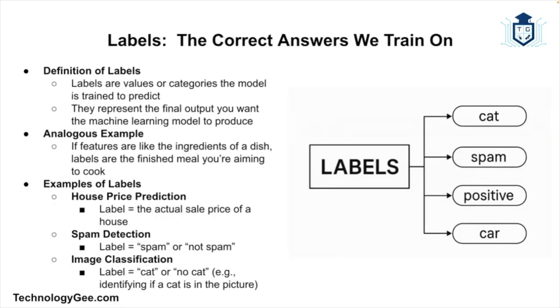All right, next let's talk about labels. If features are the ingredients, then labels are the final dish you're trying to make. In machine learning, a label is the value or category you want the model to predict. Here are some examples of labels. Using our house price example, the label is the actual sales price of the house. Another example: if you're training a model to recognize spam emails, the label might be spam or not spam. And if you're training a model to recognize cats in images, the label is either a cat or not a cat.